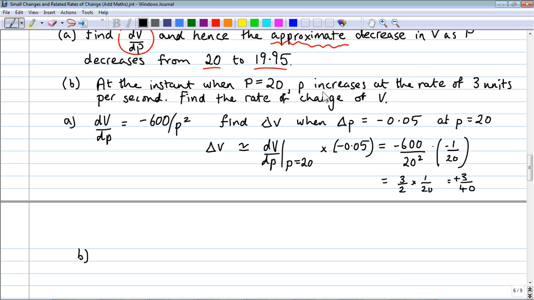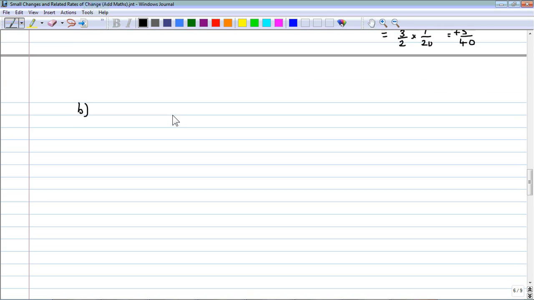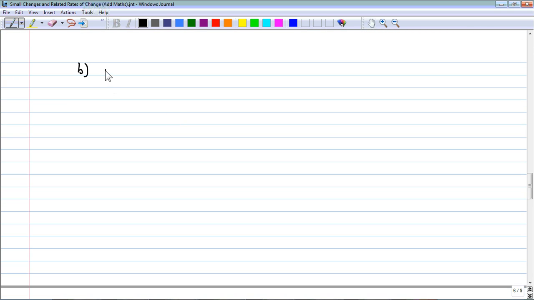When P is 20, P increases at a rate of 3 units per second. Find the rate of change of V. So when P is 20, dP by dt is plus 3. So to find dV by dt, we apply the chain rule.